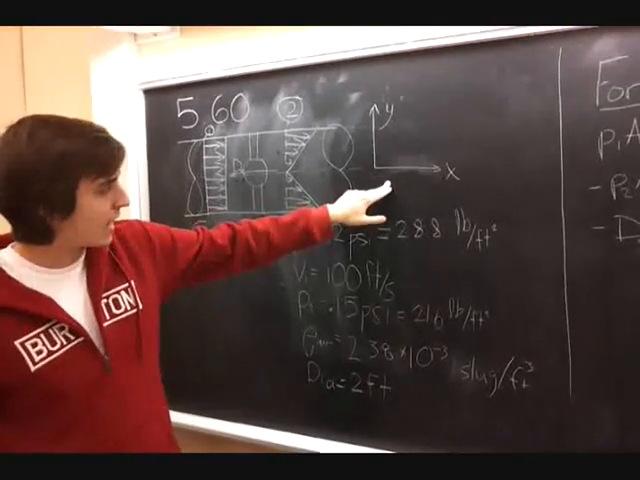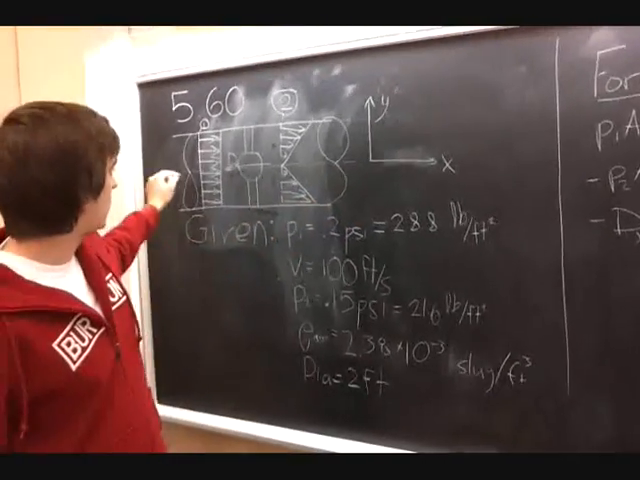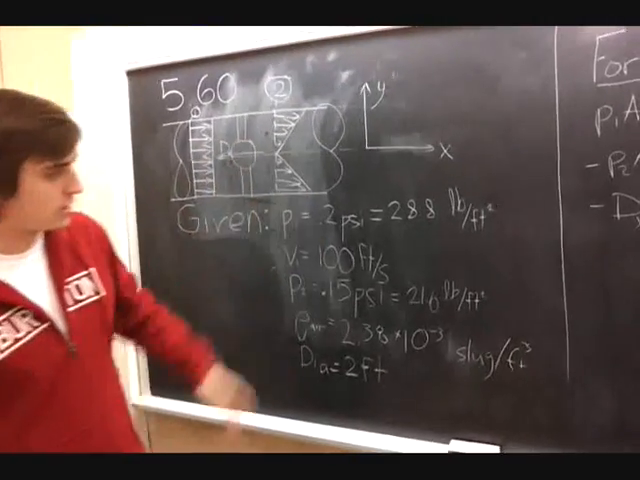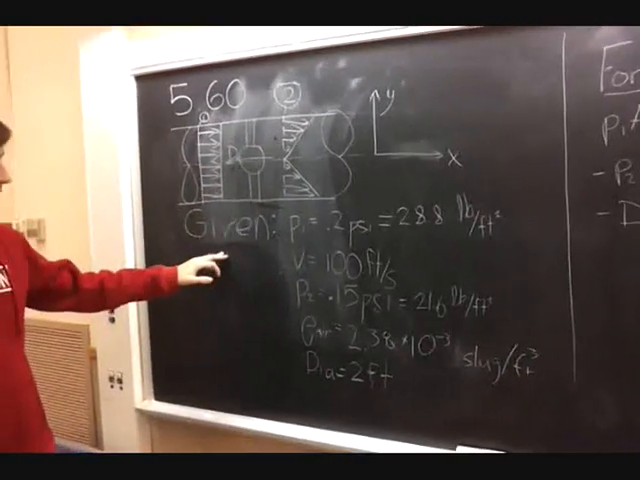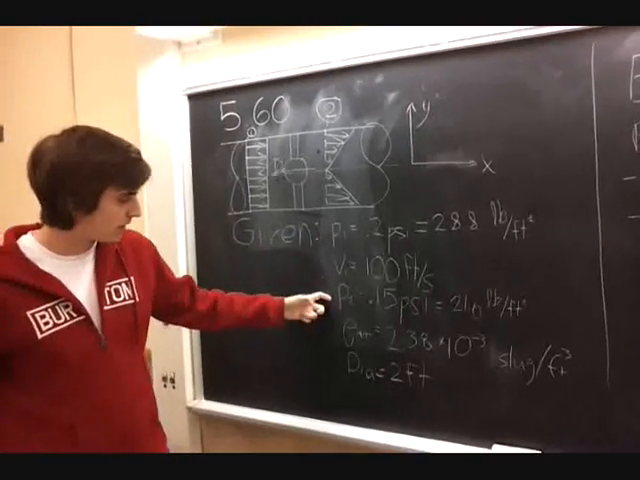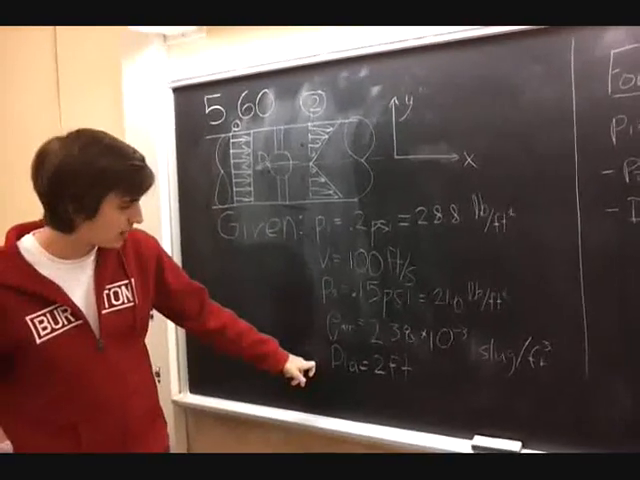It's important that we put our axis here, with the x being directly in line with the middle, and the y we don't really care about because all the flow is just in the x direction. So the givens that were given to us were the pressure 1, the velocity 1, and then the pressure 2, the density of air, and then the diameter.